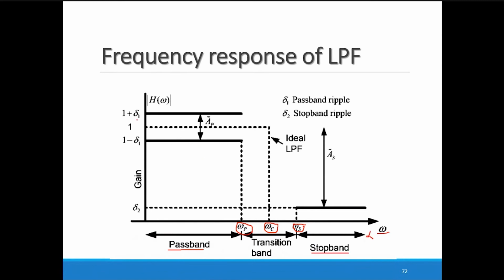And these delta 1 are nothing but the pass band ripple, and delta 2 are the stop band ripple. So this is the A tilde shown to you. It means whatever ripples you are getting, the pass band ripples, this represents the amplitude of these ripples.